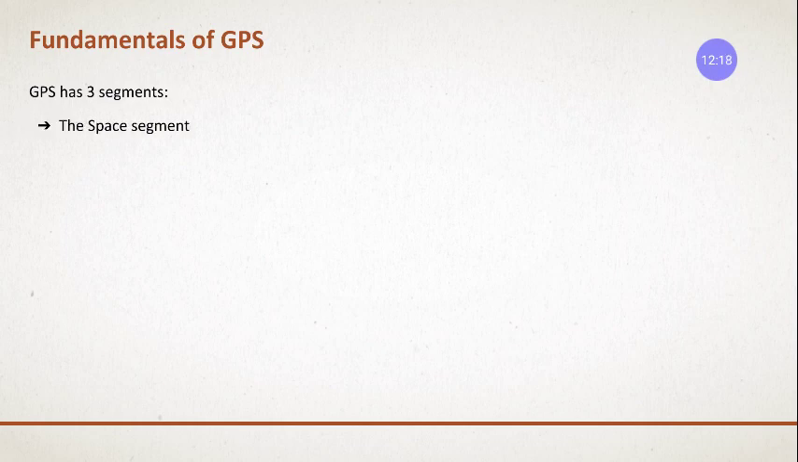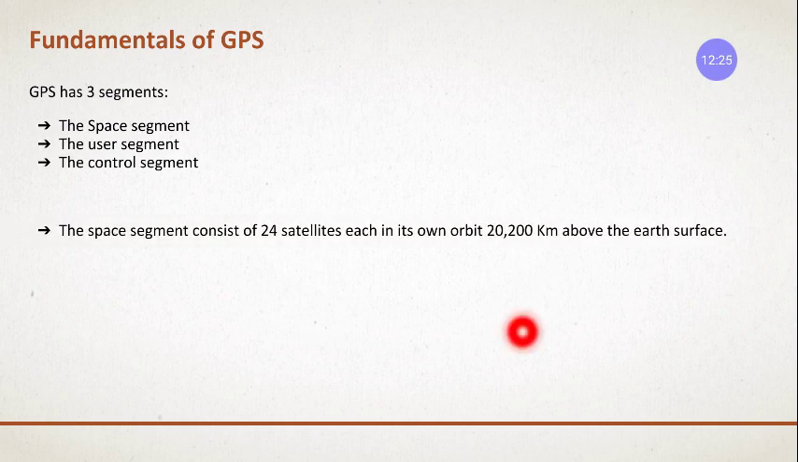The same thing I told you here: space segment, user segment and control segment. Space segment in this GPS, as I said, GPS is not the name of any navigation system in general. The US has its own navigation system and has given it the name GPS, that is, Global Positioning System.